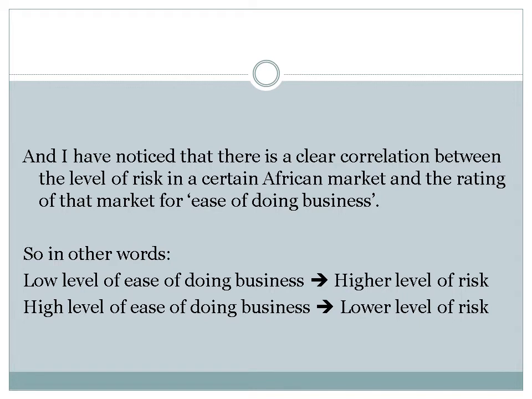And I have noticed that there is a clear correlation between the level of risk in a certain African market and the rating of that market for ease of doing business. And it probably makes sense, but let's have a look. So in other words, a low level of ease of doing business means a higher level of risk in that market. And a high level of ease of doing business, so doing business is easier, means a low level of risk. So there is a correlation between the two, and that will be important for you to understand.